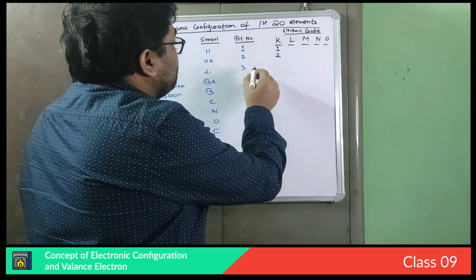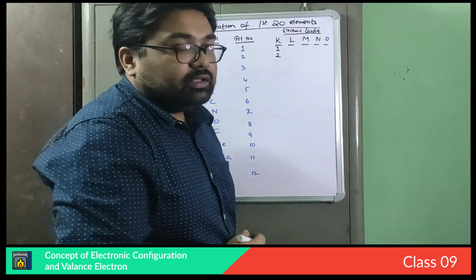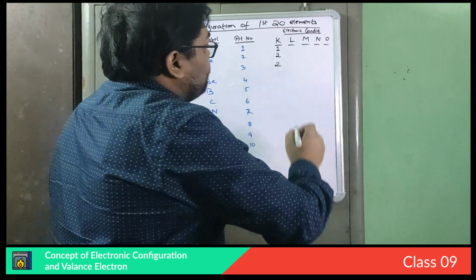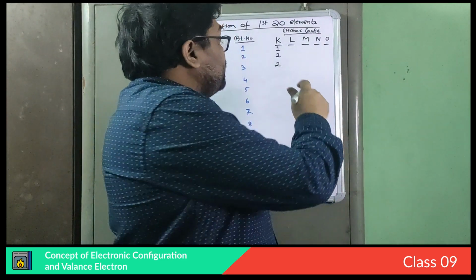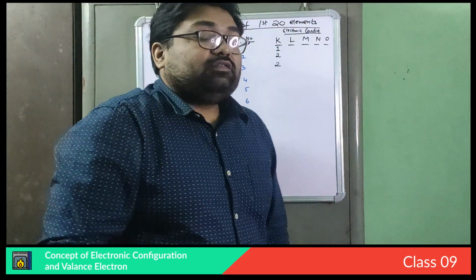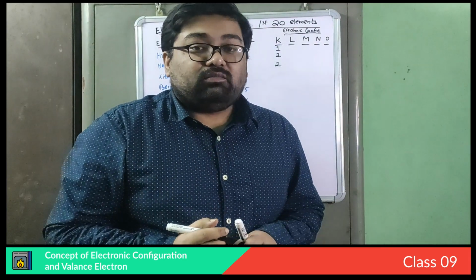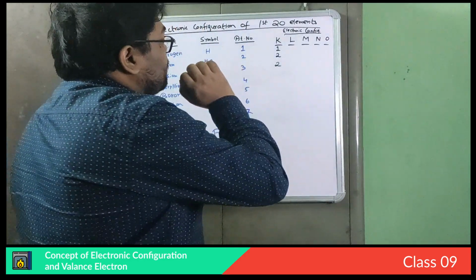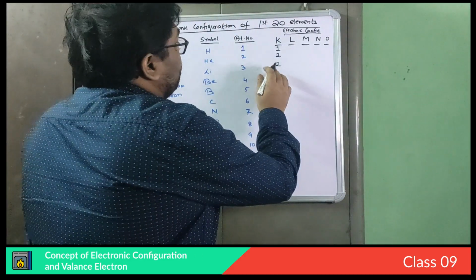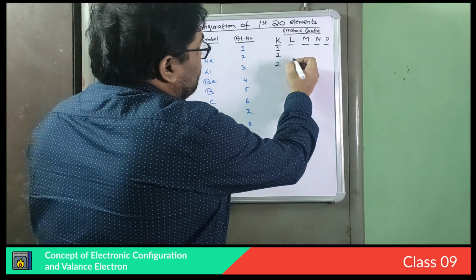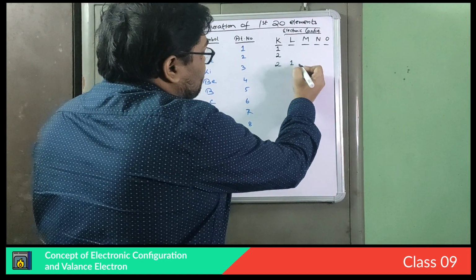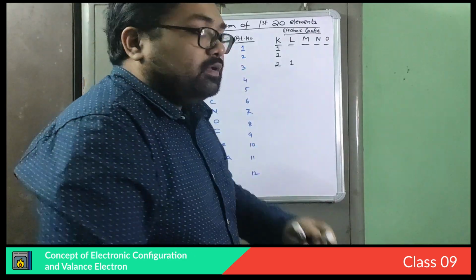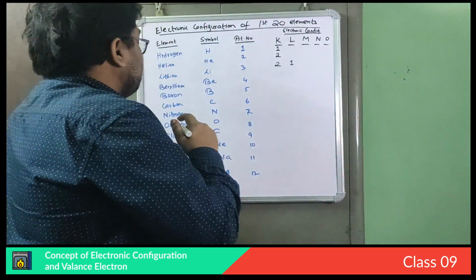Now for lithium, lithium has an atomic number of 3. Now from 3, the K shell will accommodate a maximum of 2 electrons. I can't write 3 underneath this K shell. Why? Because the maximum capacity of the K shell is 2 electrons. As there are 3 electrons, I will put 2 here and the remaining 1 electron will go in the L shell. So the configuration of lithium is 2, 1. Okay.